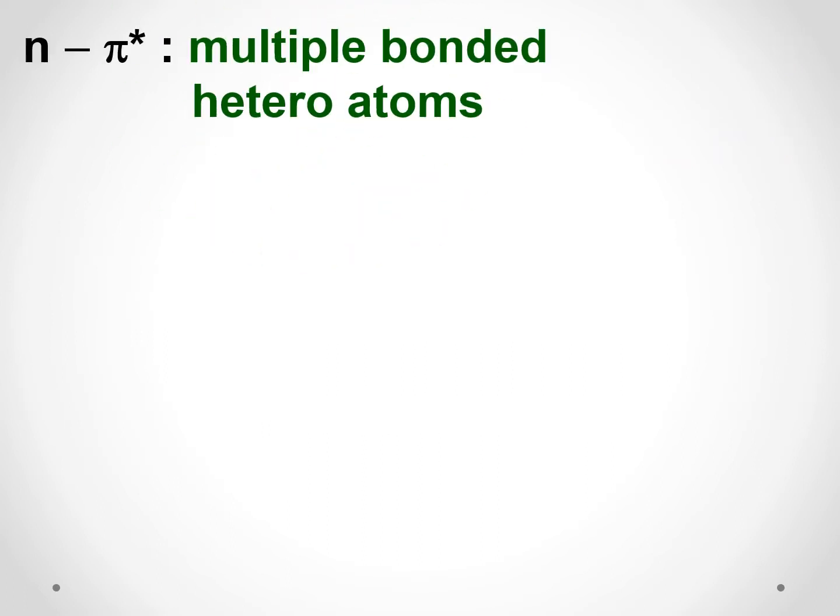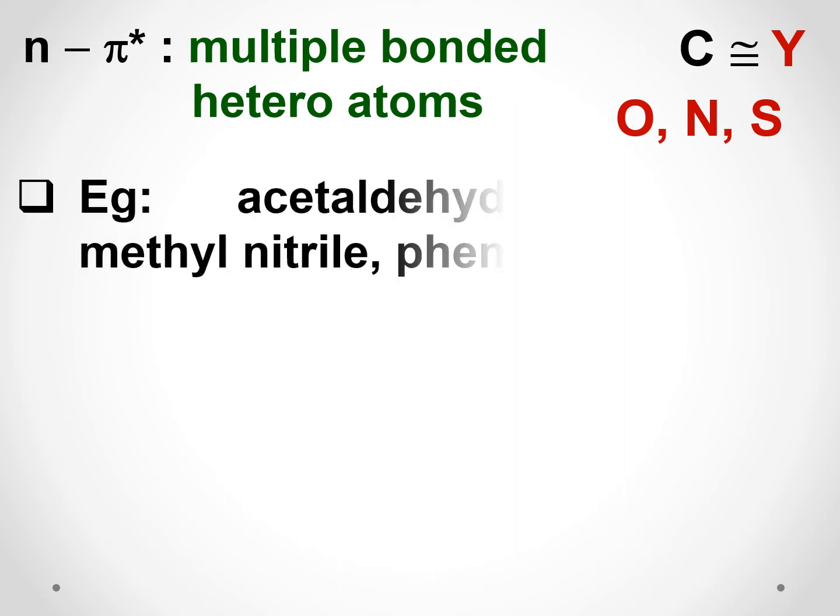The last one, N to pi star transitions. These are shown by multiple bonded heteroatoms, that is, carbon is multiply bonded to a heteroatom. The heteroatom can be oxygen, nitrogen, or sulfur. So compounds containing C double bond O, C triple bond N, etc., will show this transition.